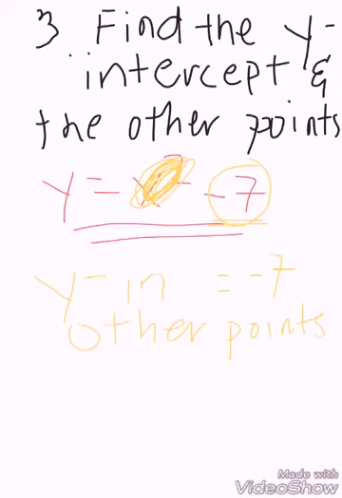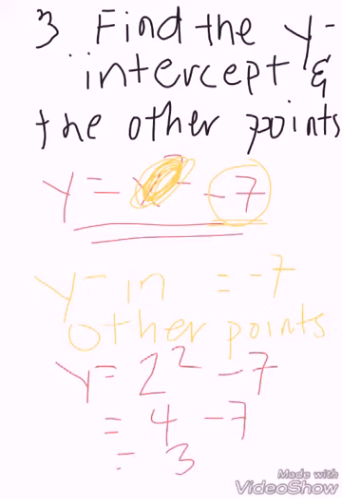We're just going to substitute any number. So I'm going to think of a number, so 2. We can use 2. So 2 squared minus 7. 2 times 2 is 4, minus 7, and so it's negative 3. So the other point is 2 and negative 3. Sorry, it's negative 3. 2 and negative 3.